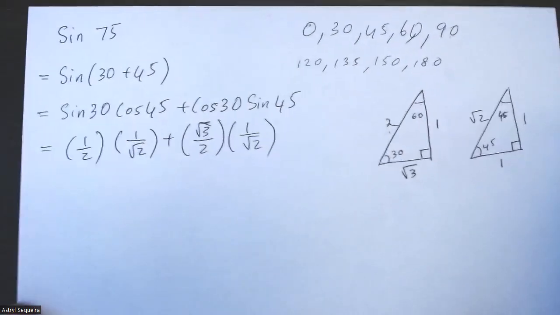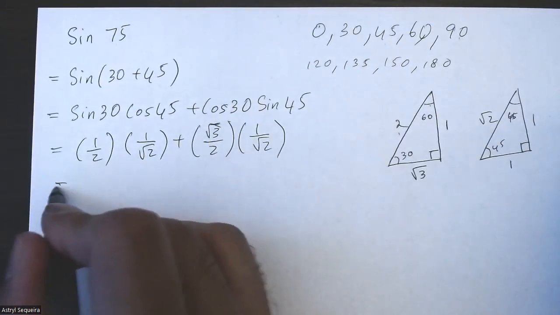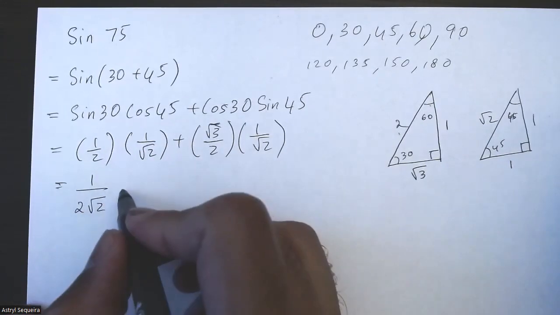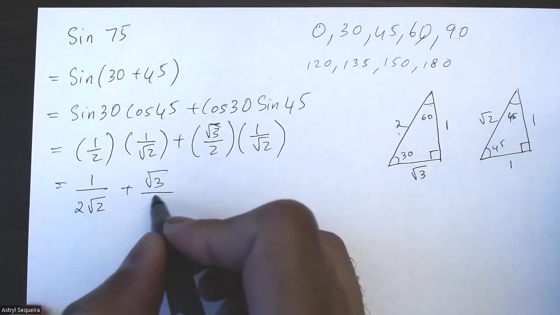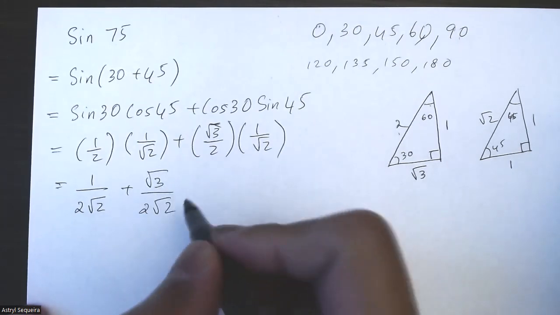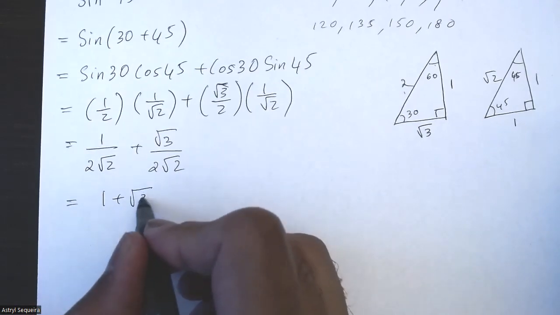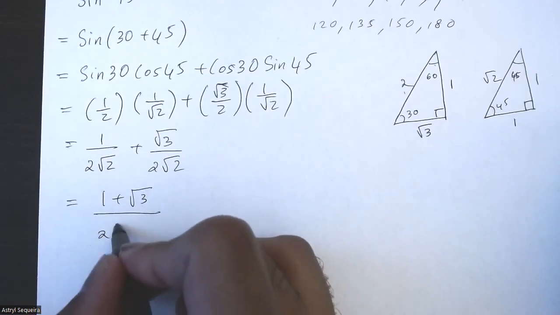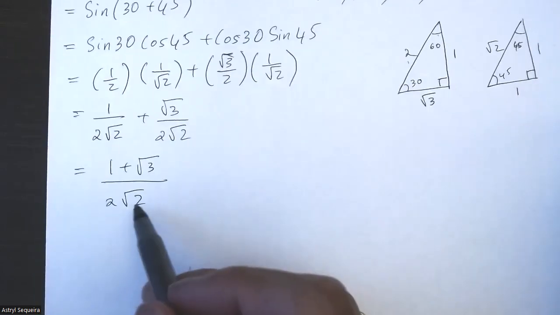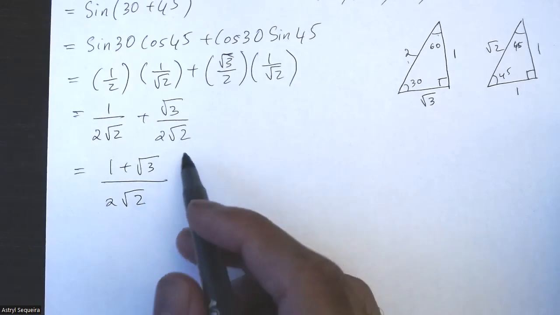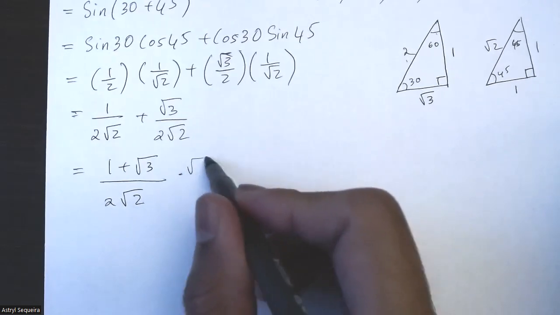Then we want to simplify this. 1 times 1 is 1 over 2 root 2, plus root 3 over 2 root 2. The denominators are the same, so I can write it with a common denominator. If you need to rationalize, you need to make sure that the bottom does not have a square root. We can multiply the top and bottom by root 2.